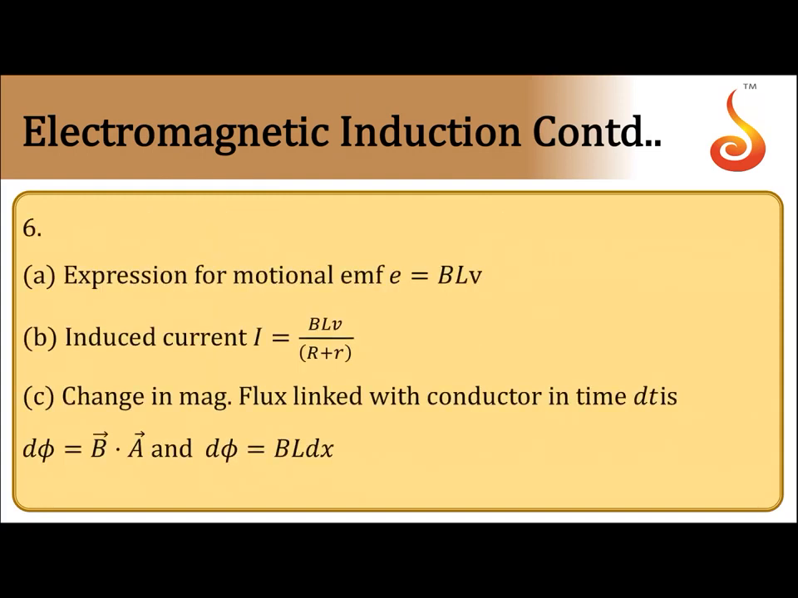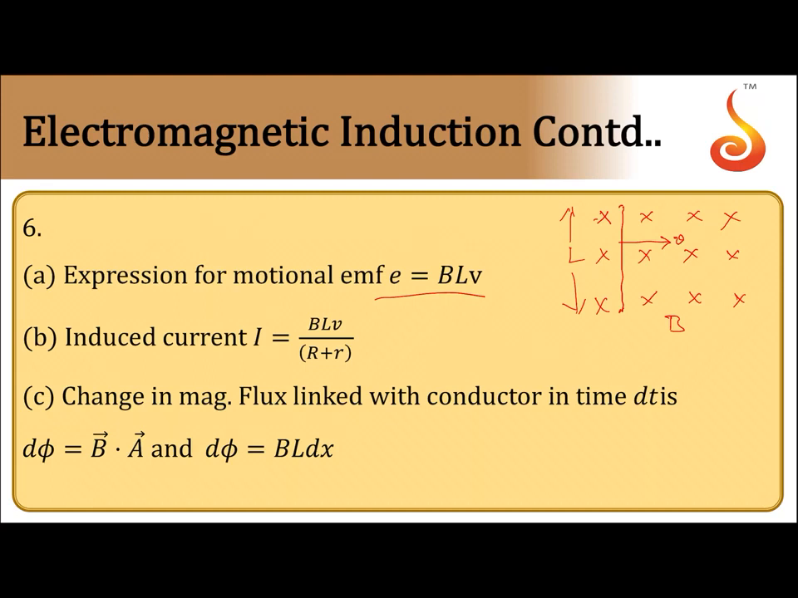Then the expression for the motional EMF. If a conductor is moving in a magnetic field perpendicular to the direction of the magnetic field, suppose the magnetic field is directed into the plane of the board like this, and there is a conductor which moves in a direction perpendicular to the magnetic field this way, with velocity v, length of the conductor L, and magnetic field strength B in this region, if it is a uniform magnetic field, then the induced EMF across the ends of the conductor is given by E is equal to BLV.